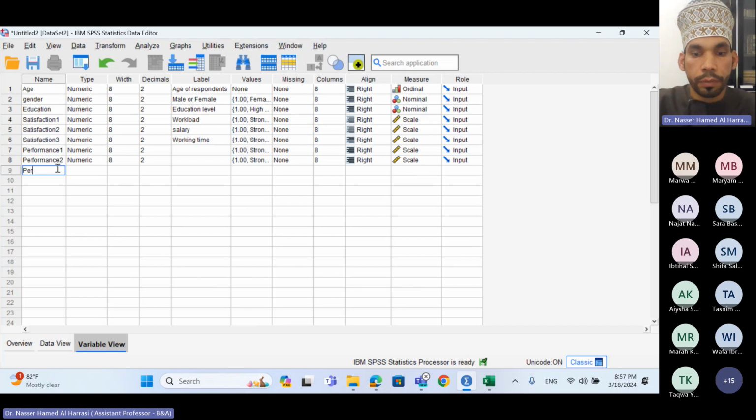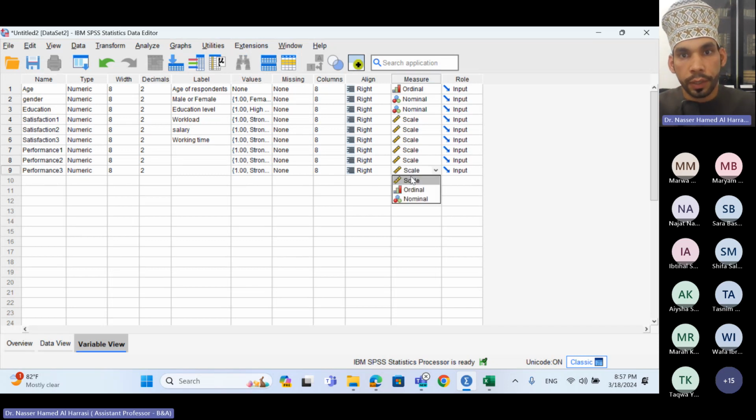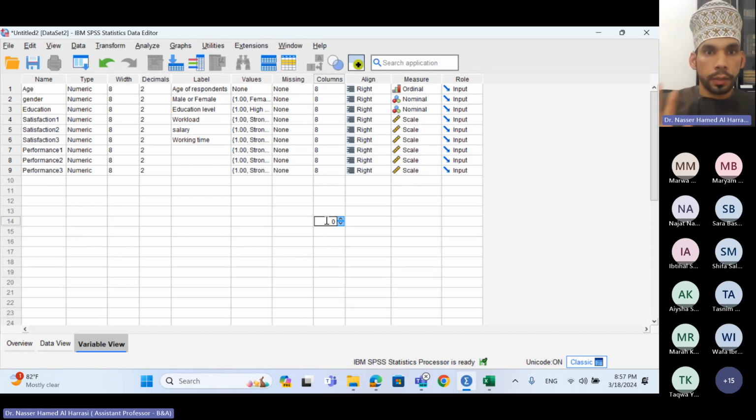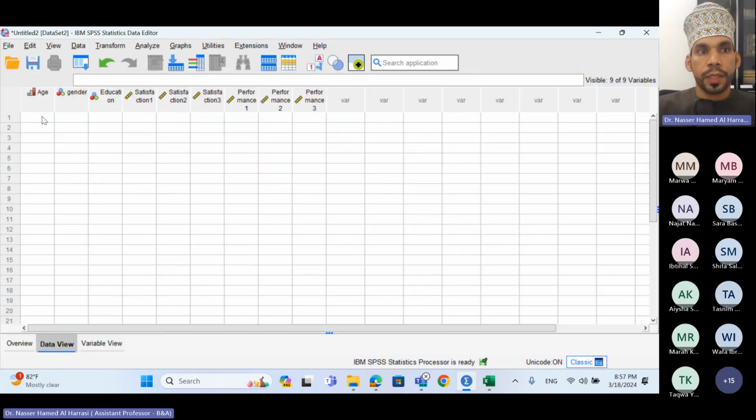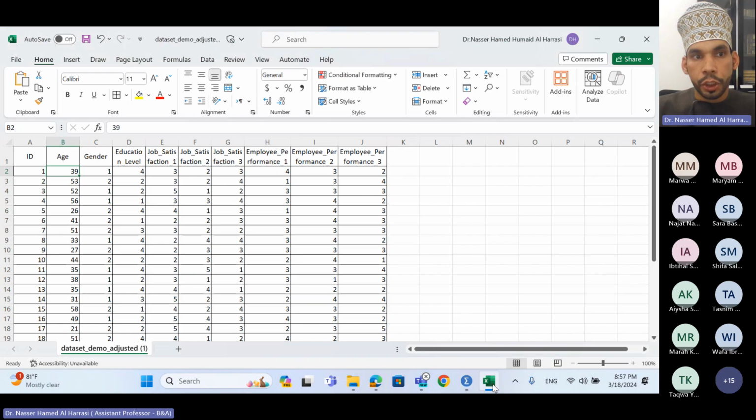Then the last question, performance 3. I'm going to copy the value, and then here I'm going to do the scale. If I have completed this task, now my database for the collection will be ready. See here, I'm going to move now from the variable view to the data view. See here above, immediately I'm going to see age, gender, education, satisfaction 1, satisfaction 2, satisfaction 3, performance 1, performance 2, and performance 3.